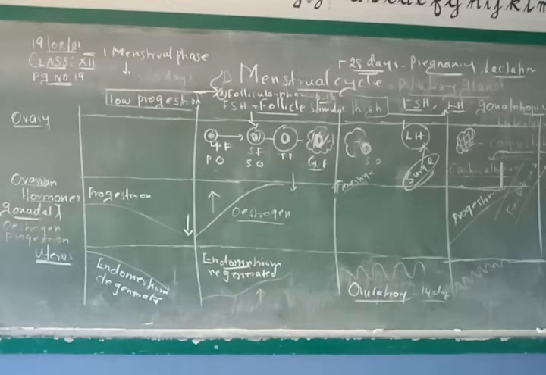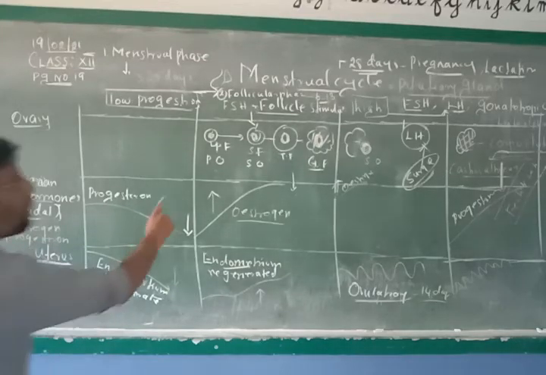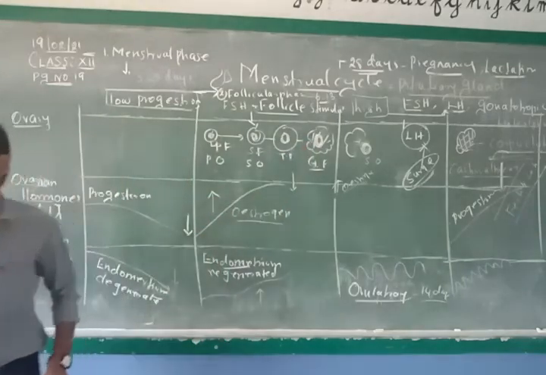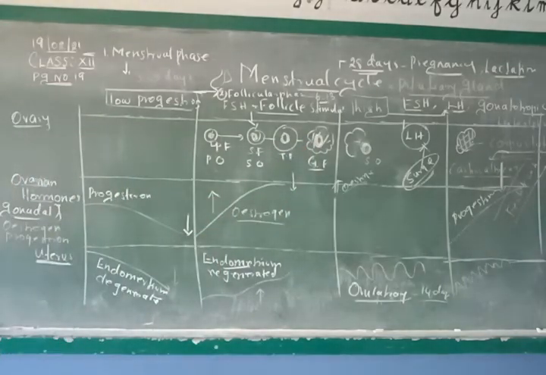Clear? Right. Second part, the follicular phase, is otherwise called proliferation. Proliferation is nothing but the development of the follicles. So the follicular phase is also called the proliferation or development phase. Follicular means what? It talks about the primary, secondary, tertiary, and Graafian follicles.